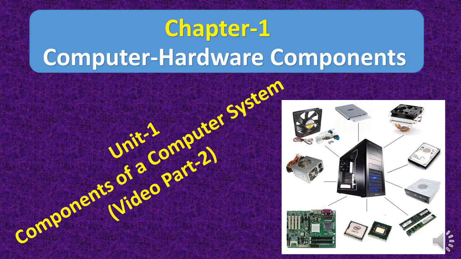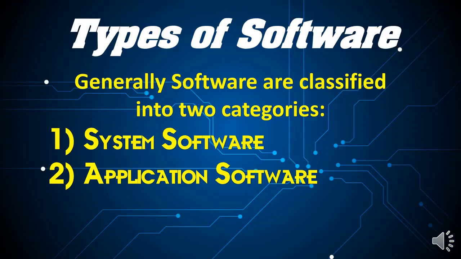Let us start with the second part of chapter 1, that is computer hardware components, and the unit I am going to cover, that is components of a computer system. In this video, I will cover the topic types of software. Generally, softwares are classified into two categories. The first one is system software and the second one is application software.